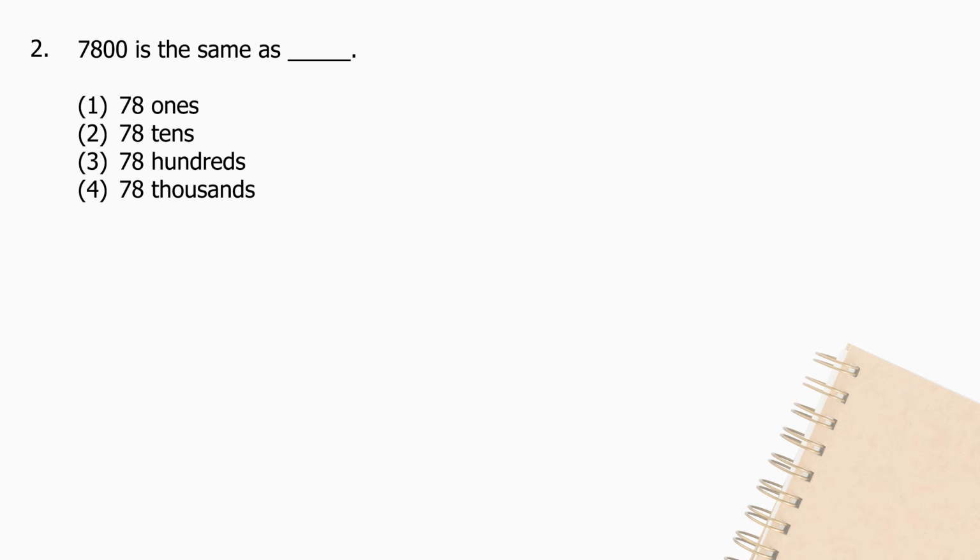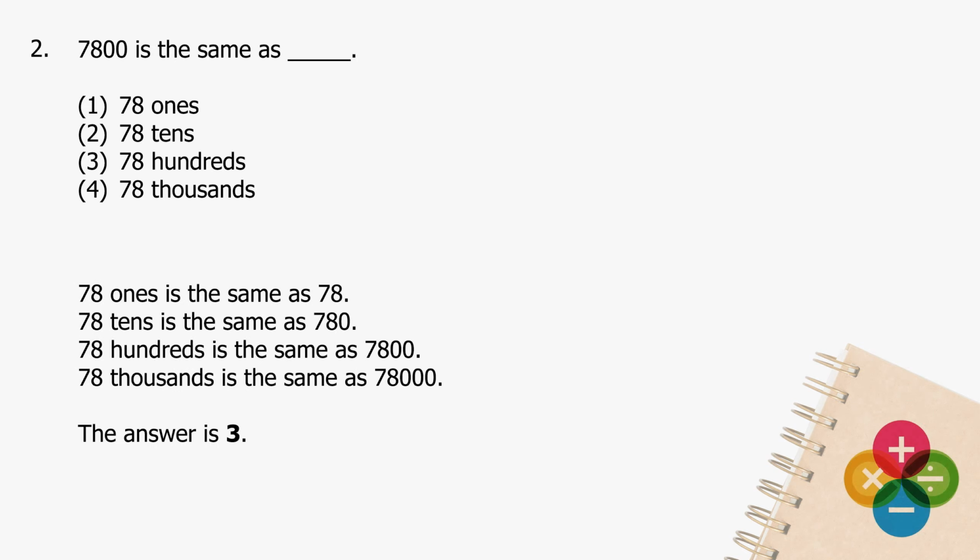Question 2. 7800 is the same as missing number. 78 ones is the same as 78. 78 tens is the same as 780. 78 hundreds is the same as 7800. 78 thousands is the same as 78,000. The answer is 3.